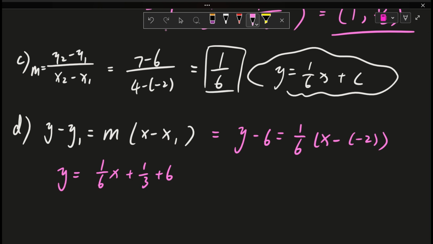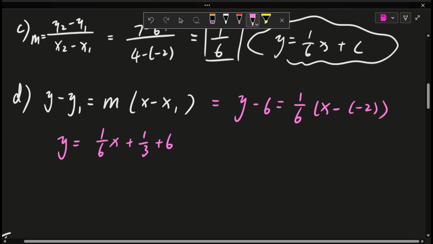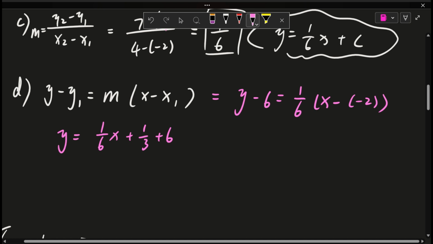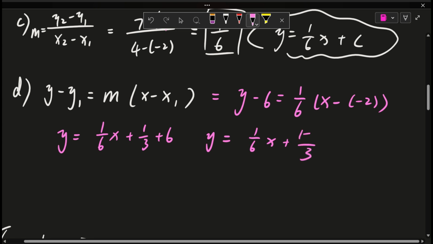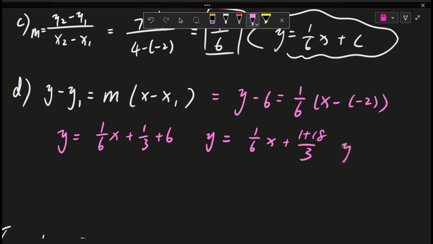After that, we can rewrite our equation for line AB a little bit. Sorry, let me just have a look real quick. Plus 2, yeah, 1 plus 2, plus 1 also, yep, that's all right. And y equals 1 over 6 x plus 1 plus 18, so y equals 1 over 6 x plus 19 over 3. That is your equation.